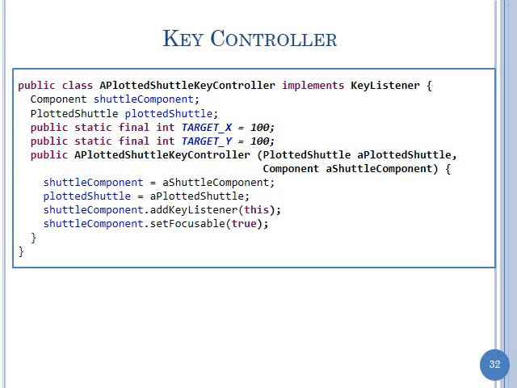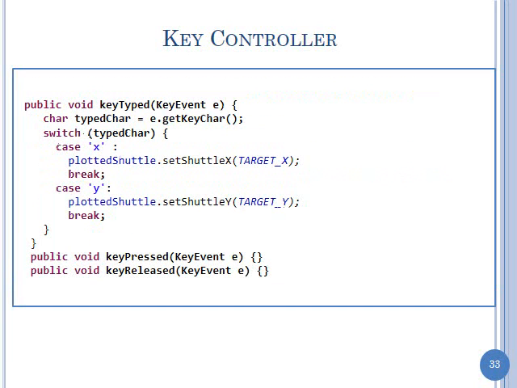My key controller, again, I set myself as a key listener to the shuttle component. And this is my preset X value and my preset Y value, okay, that I will take the shuttle. So when I get the character, I get a key event. In the mouse click case, we didn't even look at the mouse event. But we could have looked at it and found the X and Y coordinates.